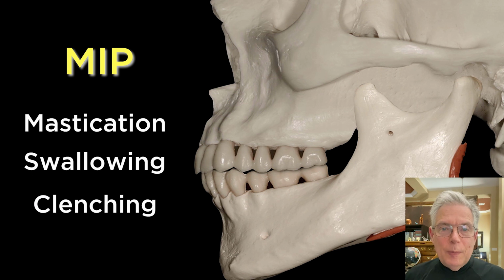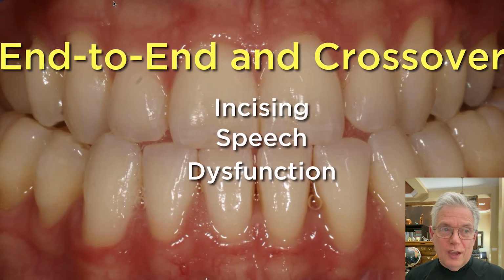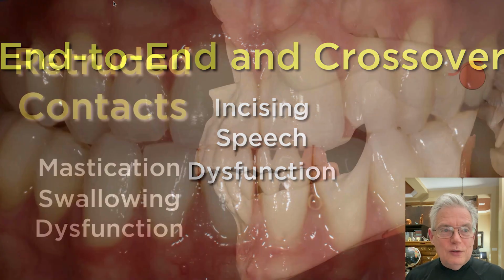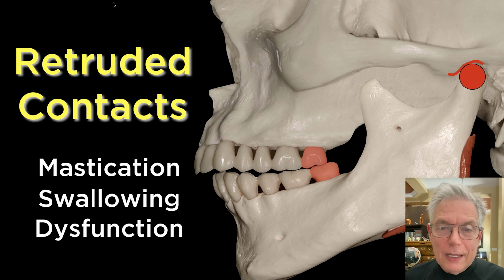Okay? What do people do at MIP? They do those things. They chew, they swallow, they clench. Excursive pathways, they chew, they talk, and some people do dysfunctional things there. How about end-to-end crossover? People incise things. Speech isn't really involved with where those teeth are, and they do dysfunctional things there. Mastication, swallowing, and dysfunction happen at a fully seated condylar position when you can get it.